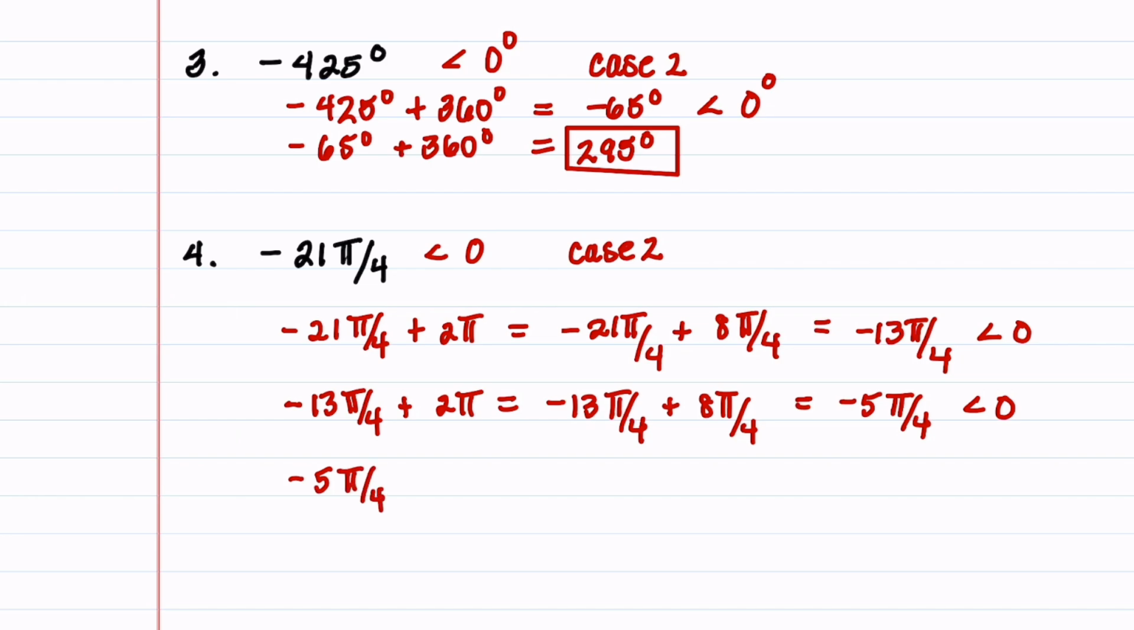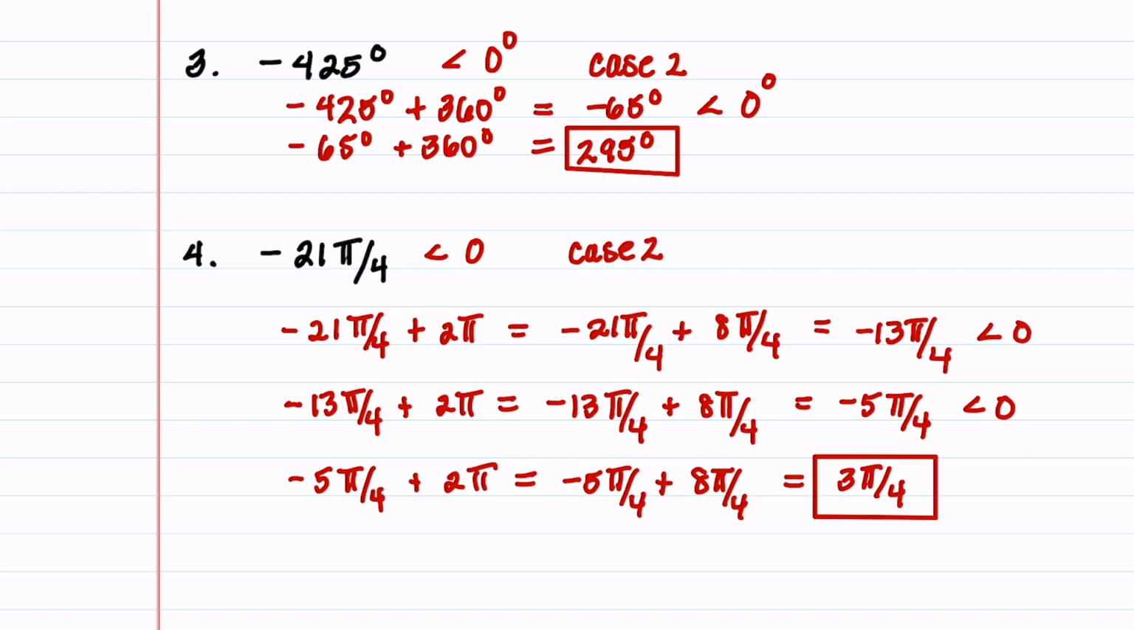Hang with me, we're almost done. We're going to add 2 pi. So this is minus 5 pi over 4 plus 8 pi over 4. And you end up with 3 pi over 4. Yay. So that's positive, so we can be done. And that is our coterminal angle. So we got through those fractions.